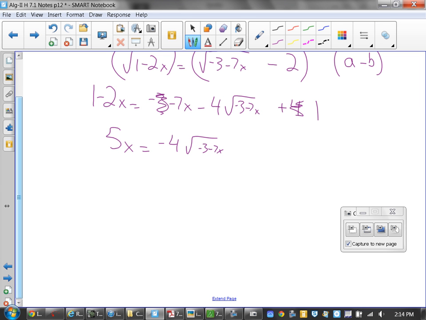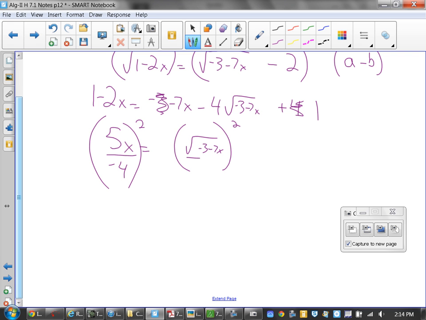How do I move the negative 4? Divide. Okay? So these two drop out. How do you undo squaring? Or undo square rooting, excuse me. Square it. Square it. Where'd the 1 go? I just erased it. I subtracted to the other side. That's 1 minus 1. No.